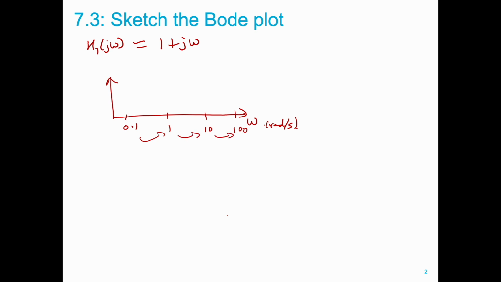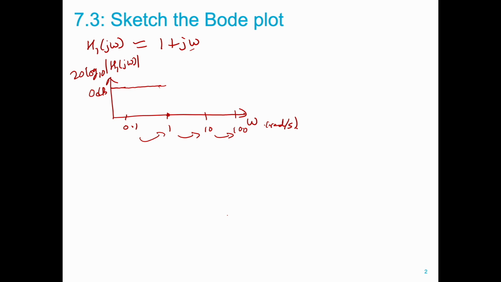Now I've got to sketch 20 log to the base 10 of the magnitude of h1 of j omega. Once again, the argument goes as follows. Just observe the magnitude for low frequencies and high frequencies. What is low? A low frequency is something much less than the break frequency. If the break frequency is 1, low frequencies correspond to this regime, where I can ignore this term, and the magnitude of h1 of j omega is just 1, which means in the decibel scale, it's a straight line at 0 decibels.